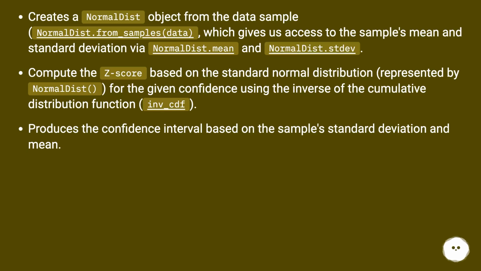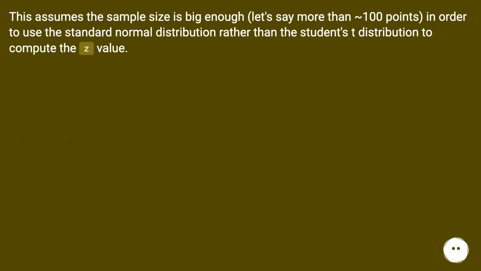Compute the z-score based on the standard normal distribution, represented by NormalDist, for the given confidence using the inverse of the cumulative distribution function, inv_cdf. Produces the confidence interval based on the sample's standard deviation and mean. This assumes the sample size is big enough, let's say more than 100 points, in order to use the standard normal distribution rather than the Student's t-distribution to compute the z-value.